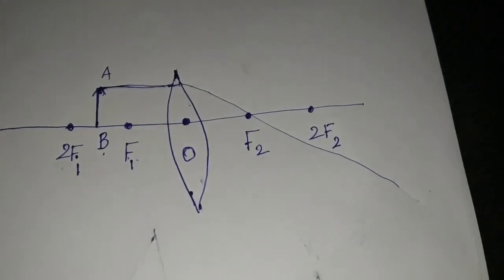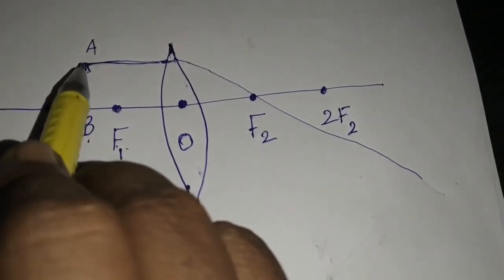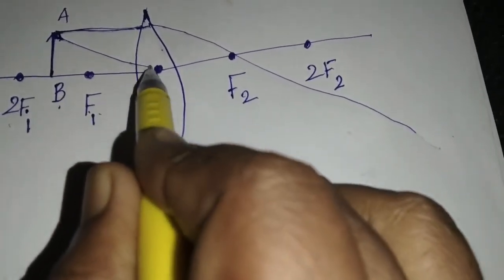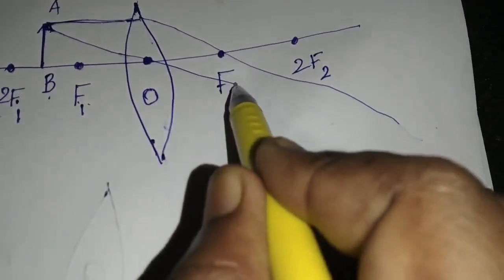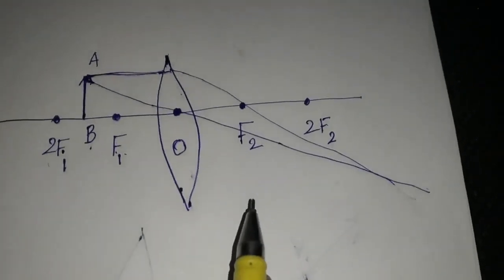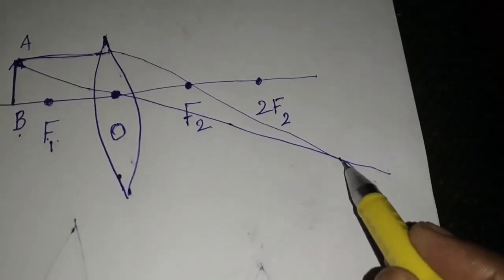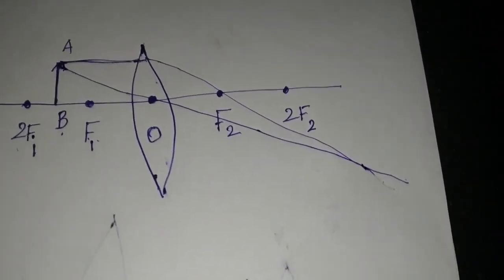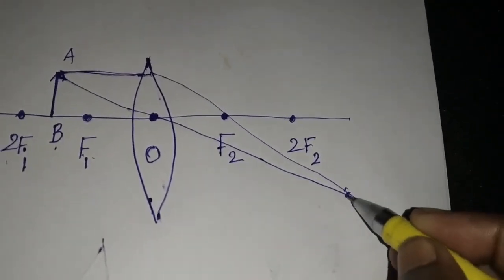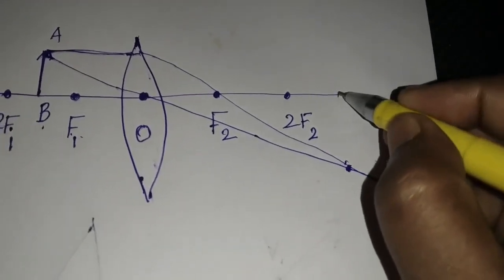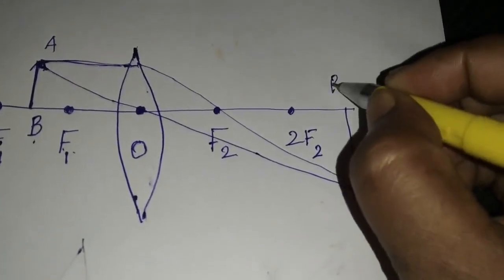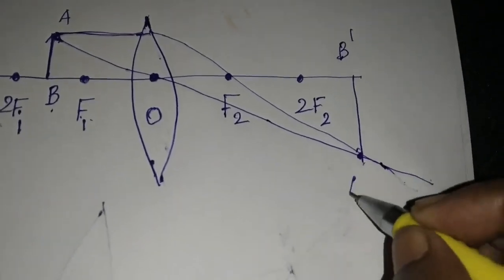And then rule 2. So when a ray passes through the optic center O without any deviation, it goes on continuously. So here the two rays intersect. So this is the point. Here we will get the image B dash A dash.